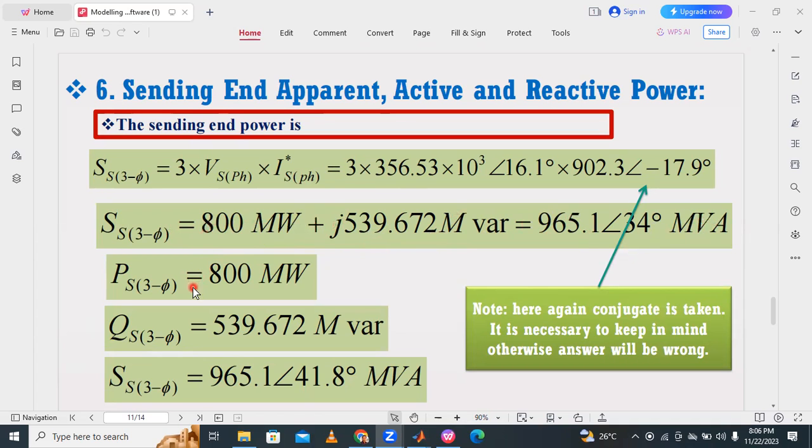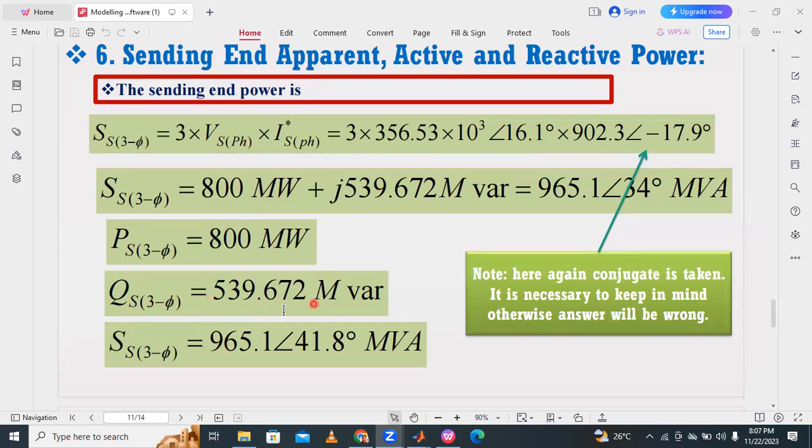Then the sending end active power and reactive power: this is called S is equal to P plus jQ. P is 800 megawatts and Q is 539.672 megavolt ampere reactive. This is called the sending end and receiving end. Then apparent power 965.1 at an angle of 41.8 degrees MVA.